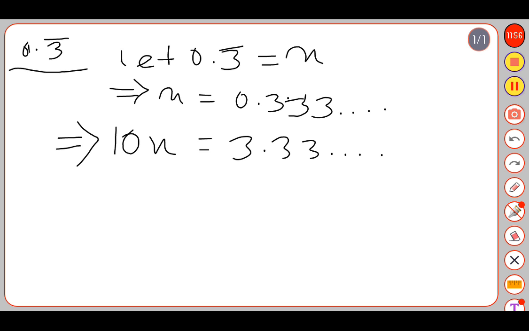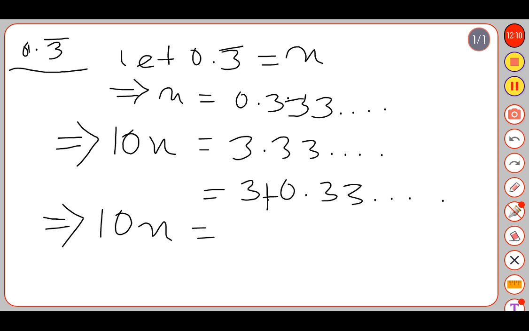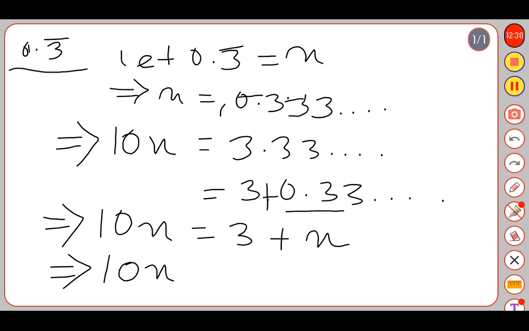So now here we can write this as 3 plus 0.33 dot dot dot. That implies 10x equals 3 plus, what is the value of x here? x equals 0.333 dot dot dot. So here also the same value. So we can write x in the place of this number. So here it becomes x. That implies 10x, here we will bring the x, so it will become minus x, that equals 3.